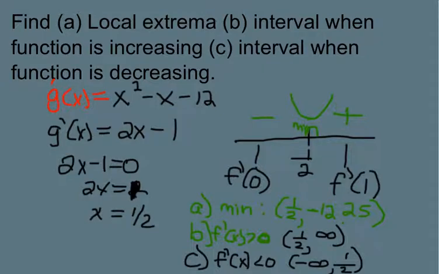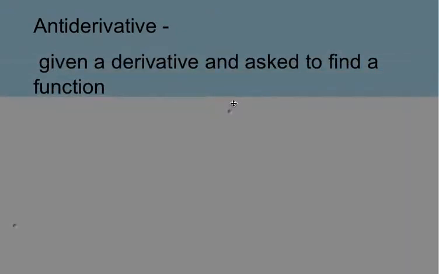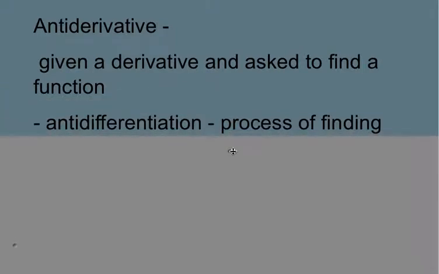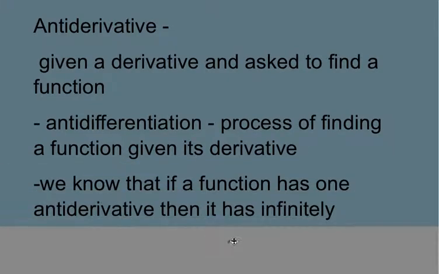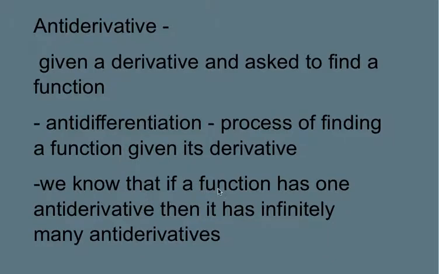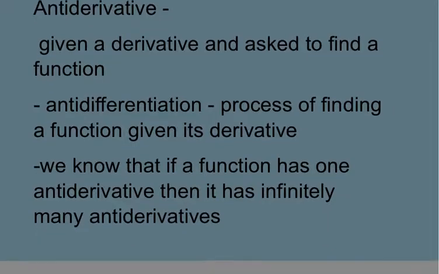On the next page, we're going to talk about a new term, which is called the antiderivative. Basically the antiderivative is whenever you're given a derivative and you're asked to find the function, so you're working backwards. Antidifferentiation is the process of finding a function given its derivative. We've done differentiation, so antidifferentiation is working backwards. If a function has one antiderivative, then it has infinitely many antiderivatives.